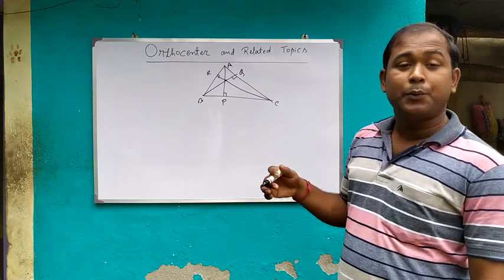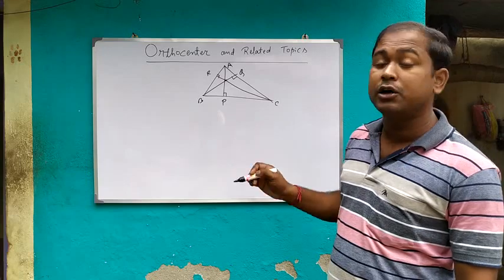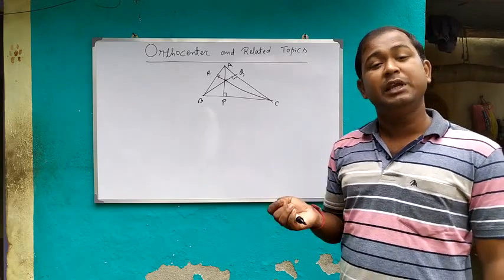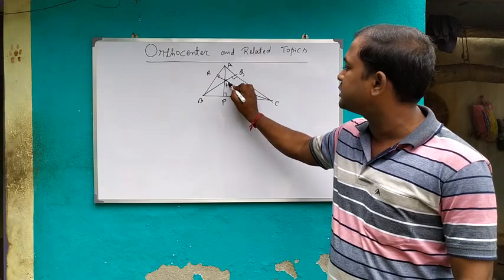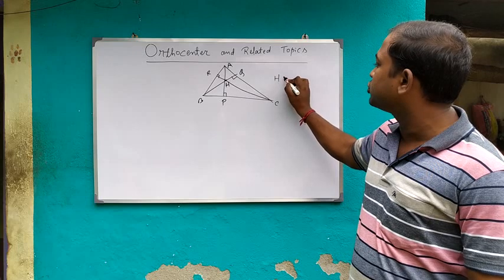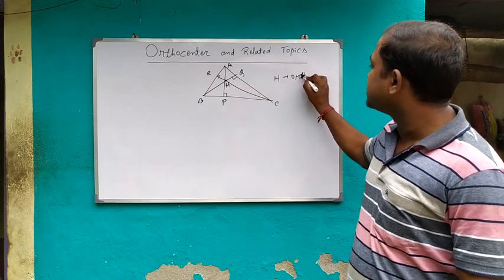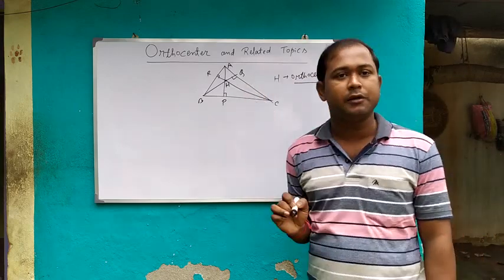Now, from our previous classes' concepts, we know that the three altitudes of a triangle are always concurrent, that is, they meet at a common point. And that point we denote by H. This H is the orthocenter of this triangle ABC.